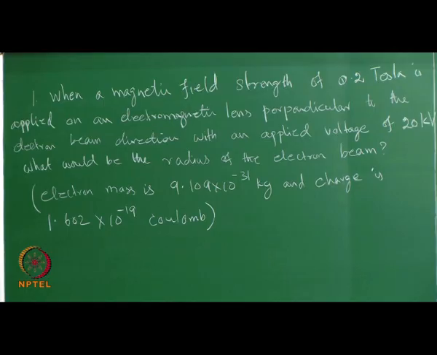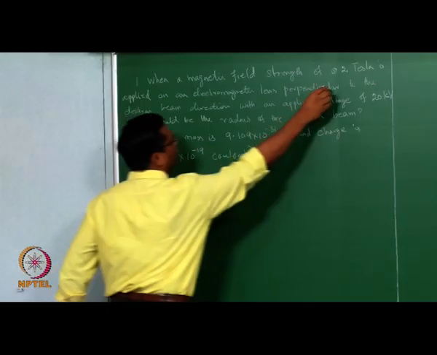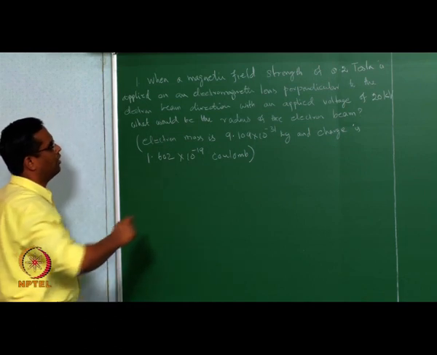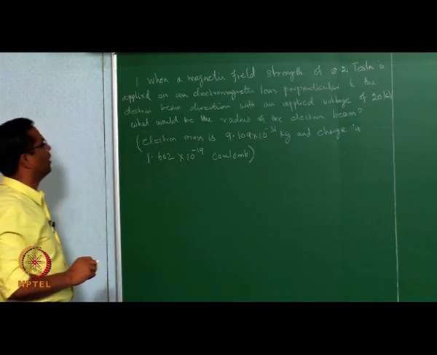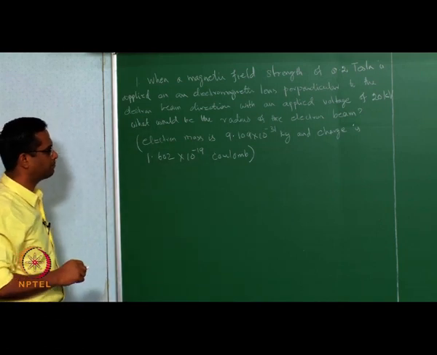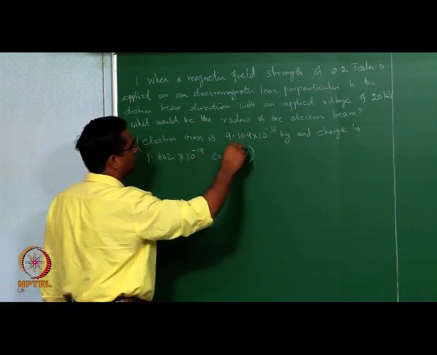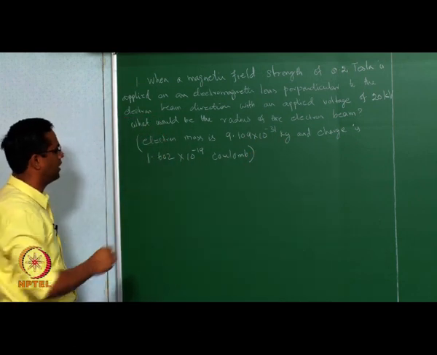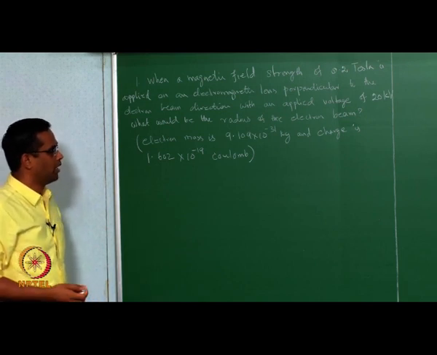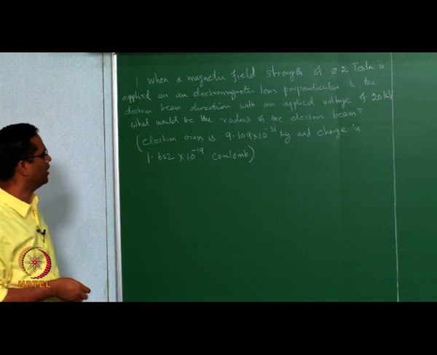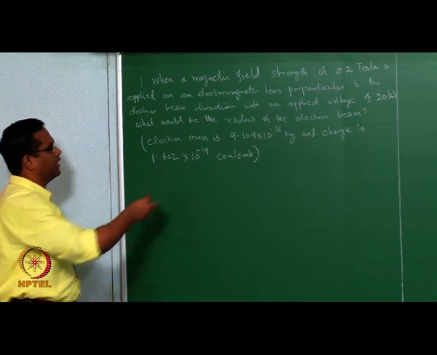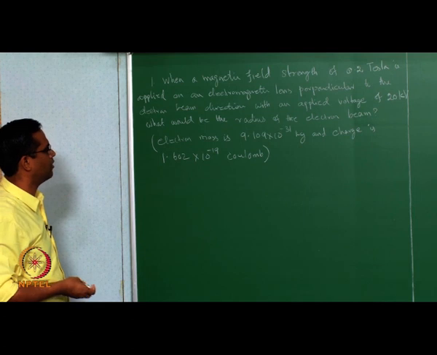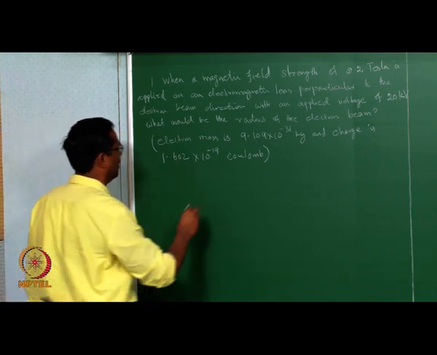The first problem is: when a magnetic field strength of 0.2 Tesla is applied on an electromagnetic lens perpendicular to the electron beam direction with an applied voltage of 20 kilovolt, what would be the radius of the electron beam? The electron mass is 9.109 into 10 to the power minus 31 kilograms, and the charge is 1.602 into 10 to the power minus 19 coulomb. What is the clue we have? We are talking about the radius of the electron beam.